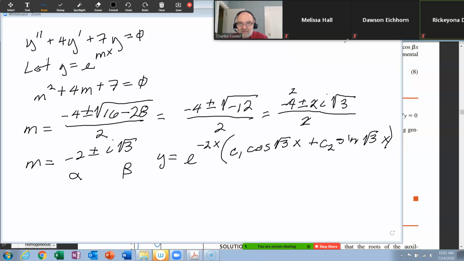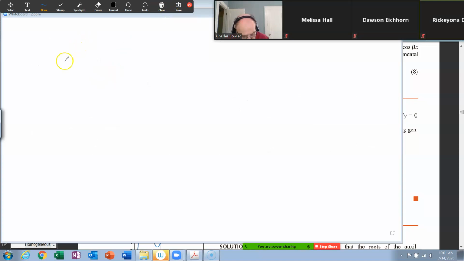Example 2 is an initial value problem. We'll clear the drawings and do this one. Here's a differential equation: 4y double prime plus 4y prime plus 17y is equal to 0.